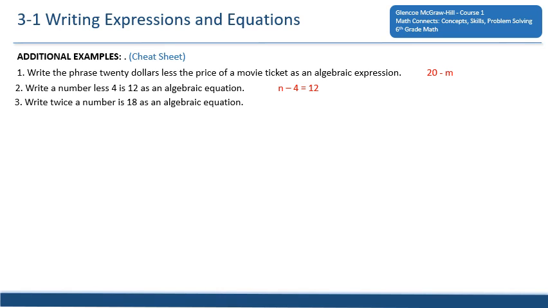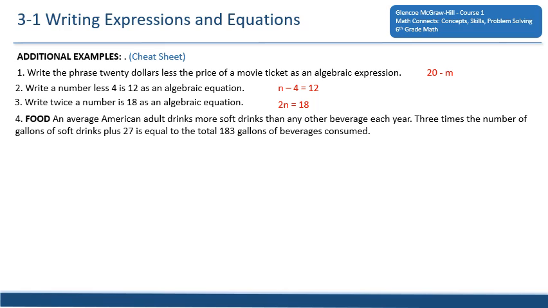Write twice a number is 18 as an algebraic equation. So once again, 2 key words in there that tell us this is an equation with an equal sign: is, and equation. And twice a number, so twice is a key word for multiplication. So we will have 2n equals 18, or twice n, for number, is or equals 18.